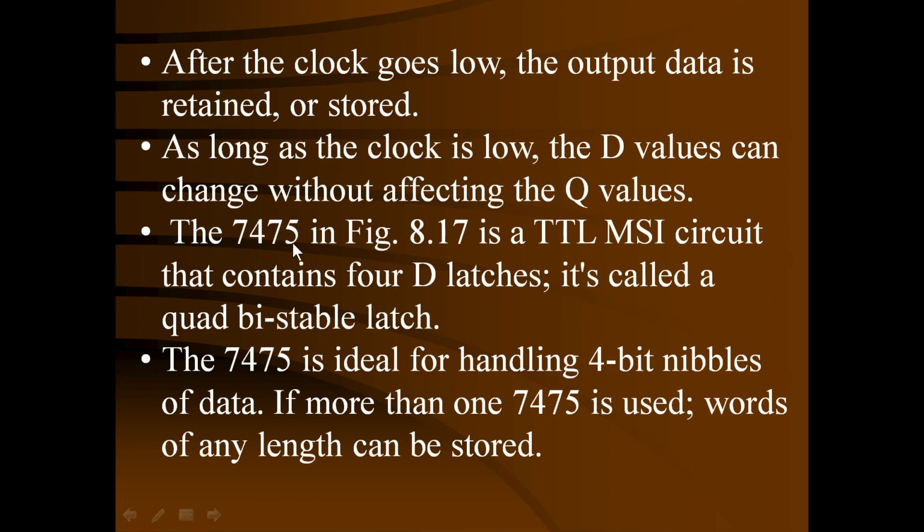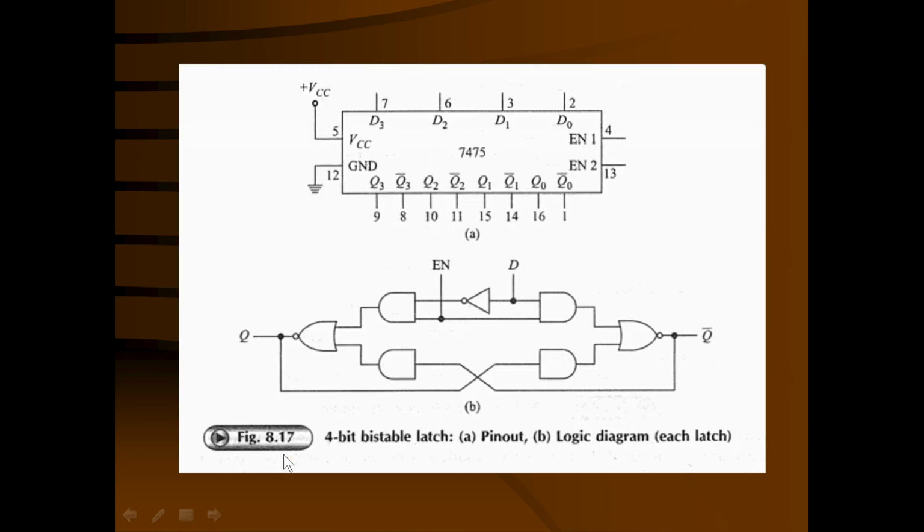The IC 7475 in figure 8.17 is a TTL MSI circuit that contains 4 D latches. It is called a quad bistable latch. The IC 7475 is ideal for handling 4-bit nibbles of data. If more than one 7475 is used, a word of any length can be stored.